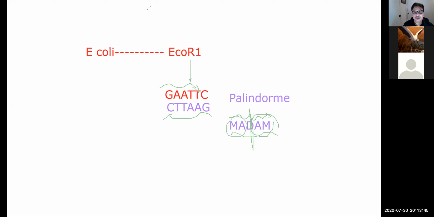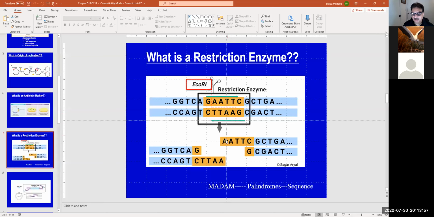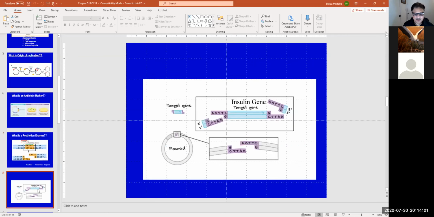So you see this palindromic nature in the action of restriction enzymes. These restriction enzymes can cut the DNA at a specific palindromic sequence. And when you cut the plasmid, you can insert the insulin gene. So let's take an example.